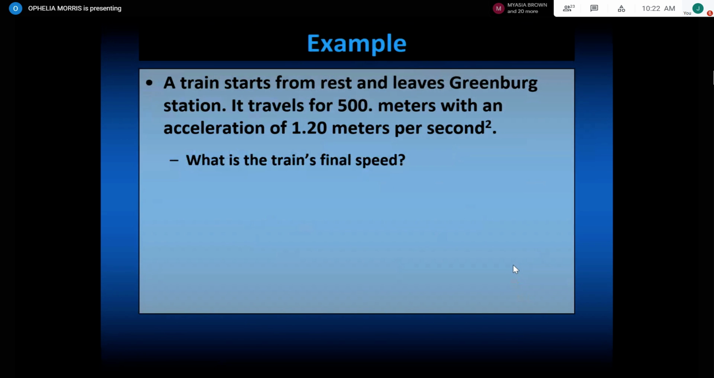So an example. I don't know if you guys want to write the example or you want me to go through the example with you guys. What's your preference? Go through it. Okay, you can go through it.